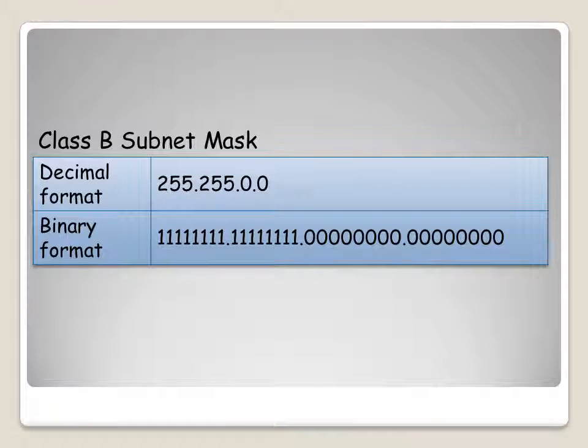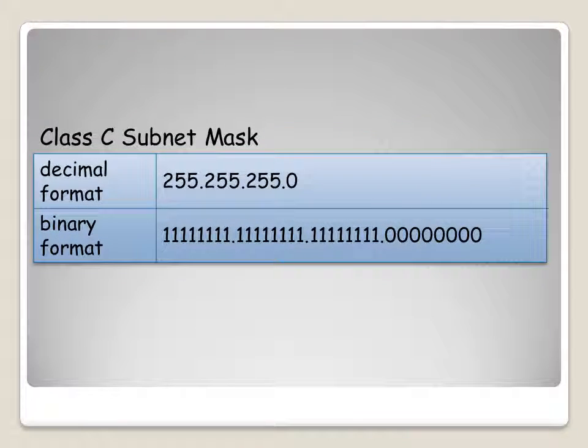In a Class B network, the subnet mask will be 255.255.0.0. Just as the first two octets in a Class B IP address stay the same, so do the first two octets in its subnet mask. In a Class C network, the subnet mask will be 255.255.255.0. Just as the first three octets in a Class C IP address will stay the same, so will the first three octets in the Class C subnet mask.